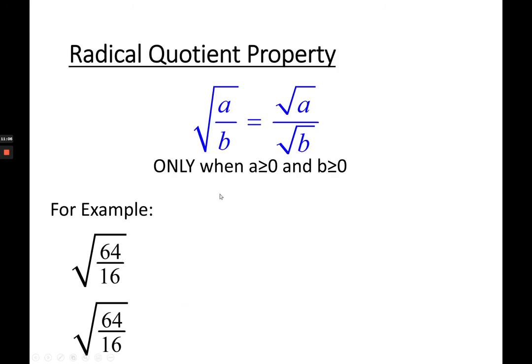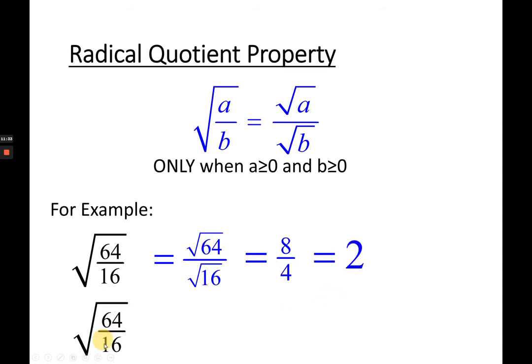This is the property as a review. Square root of a over b is the same as square root of a divided by square root of b. Let's show that this is true, but on the conditions that a and b is not negative. By following the right side, we will separate. Square root of 64 is 8, square root of 16 is 4. 8 divided by 4 is 2.